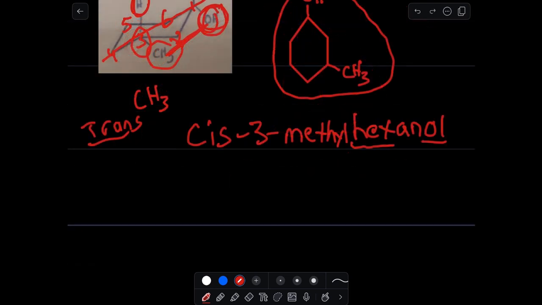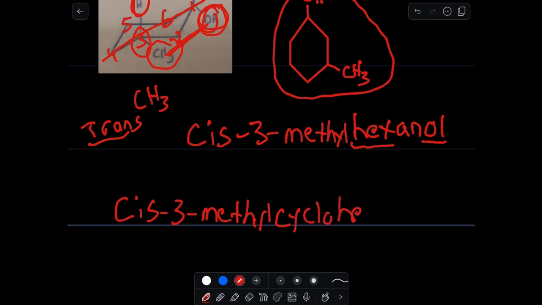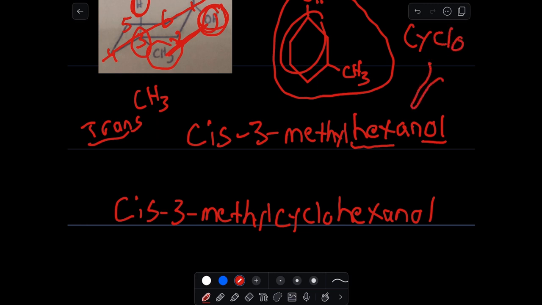And to correct my mistake that I just made here, this will be cis 3-methyl cyclohexanol. Anytime you have a ring compound, you have to indicate that it's a cyclo. So anytime you have a ring like this, make sure you add the cyclo in front of whatever the main compound is. So this is incorrect. This is cis 3-methyl cyclohexanol.